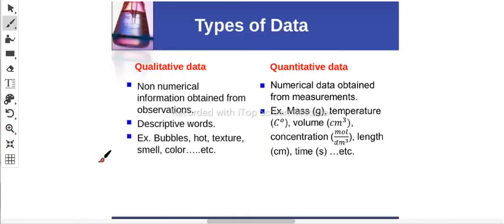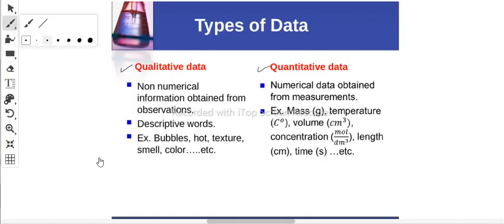The first thing we're going through, it is so important to learn the types of data presented inside any scientific study. The data is classified into two main types inside the lab. We have firstly the qualitative data. We have secondly the quantitative data.